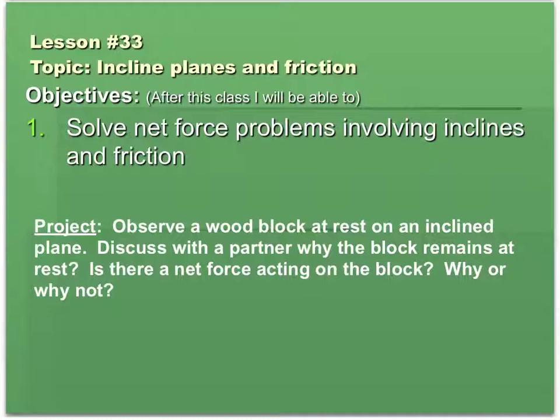So after class, you should be able to solve for net force problems involving inclines and friction. Essentially, it's the same concepts that we were working with in the previous lesson, but now we are adding in that frictional force. So we'll do this project in class and do a couple example problems in class as well.